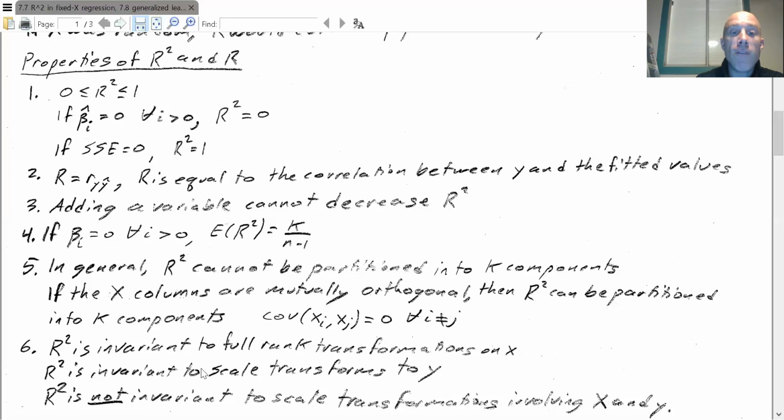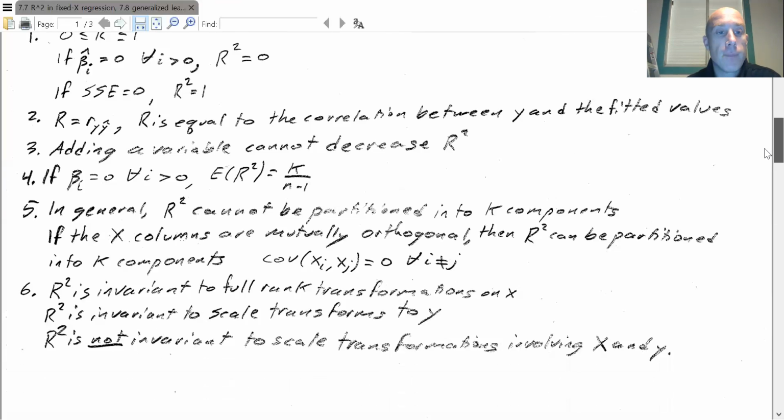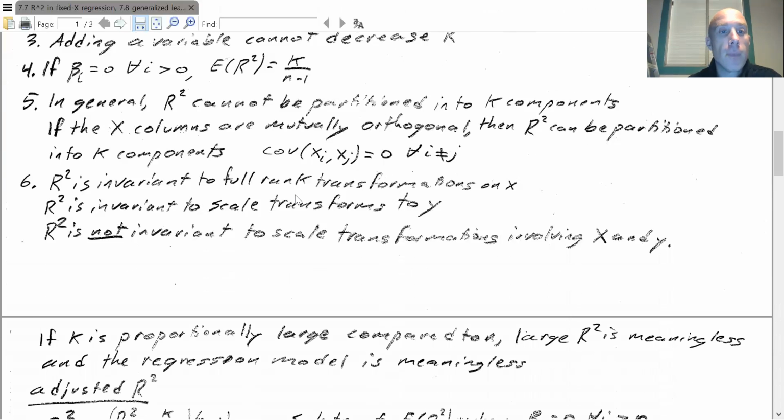Now, R squared is invariant under full rank transformations of x, and R squared is invariant to scale transforms of y, but it's not invariant to scale transforms involving x and y. And so this invariance to transformations of x is a big deal. This is one of the reasons why we can use so many different transformations on our data when we're doing things like machine learning and linear regression.